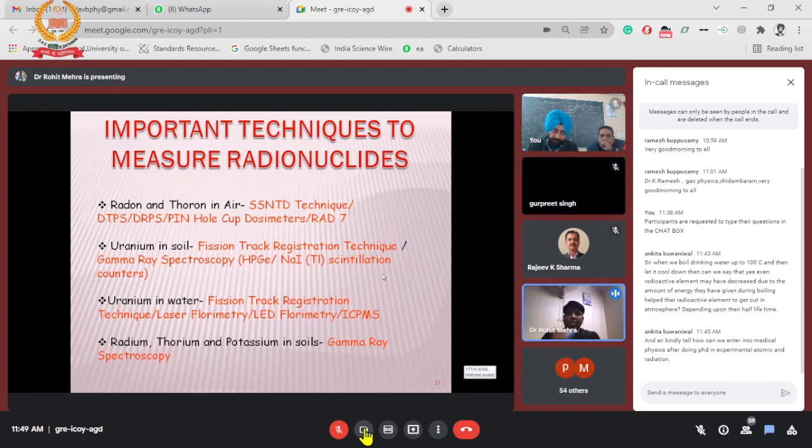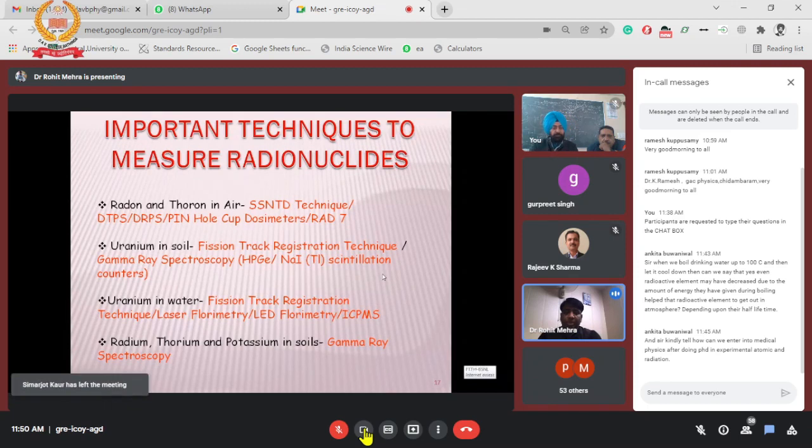Dr. Dukar has worked on these areas, uranium contamination in water. So radium, thorium and potassium in soil, you could use gamma ray spectroscopy techniques where you could measure the radium, thorium and potassium in soil. So these are the few radioactive materials which we are interested in, which are naturally available in air, water and soil. That is radon, thorium, uranium in water, and radium, thorium and potassium in soil. So we are working in these areas.